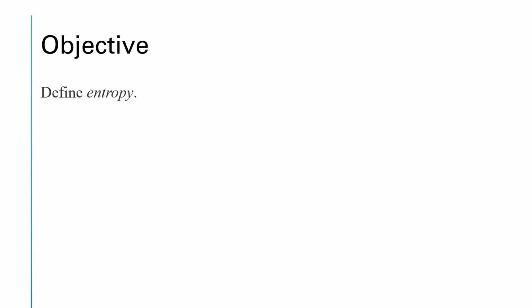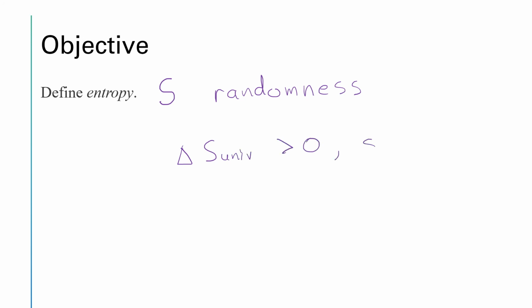Our objective is to define entropy. Entropy uses the symbol S, and it is a measure in thermodynamics of randomness. The more random or mixed up something is, the greater the entropy. And we also saw that if delta S of the universe is positive, or greater than 0, then the reaction associated with it is spontaneous.